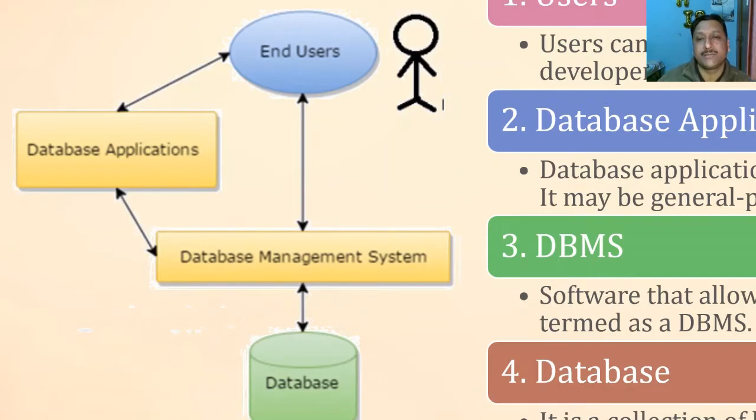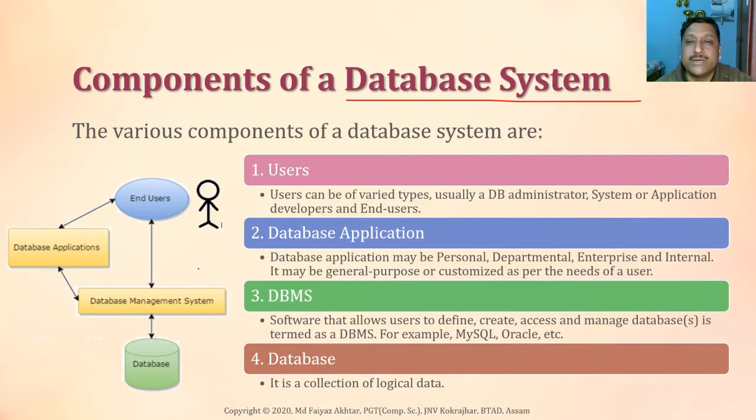So these are the components of a database system. There are 4 components of a database system. First is user, second one is database application, third one is database management system, and fourth one is database. And then what is a user? If you want to understand better, see here, users can be of varied types, usually database administrator, system or application developers, and end users. These are the users of the database system.